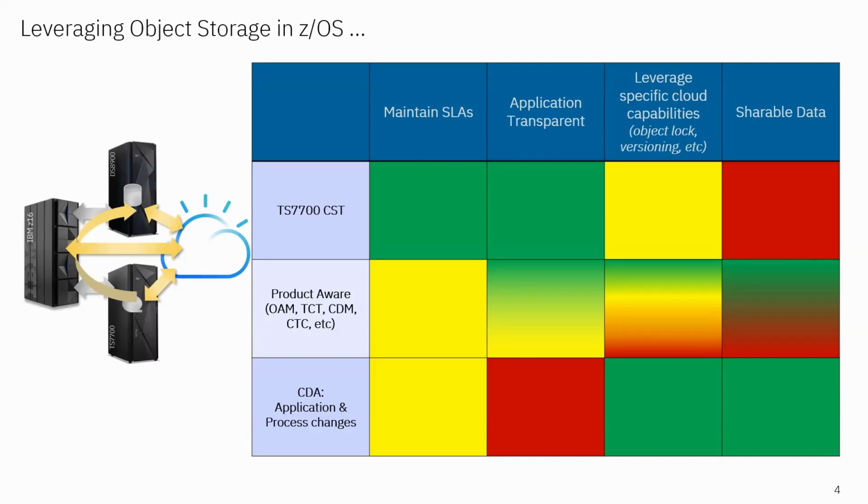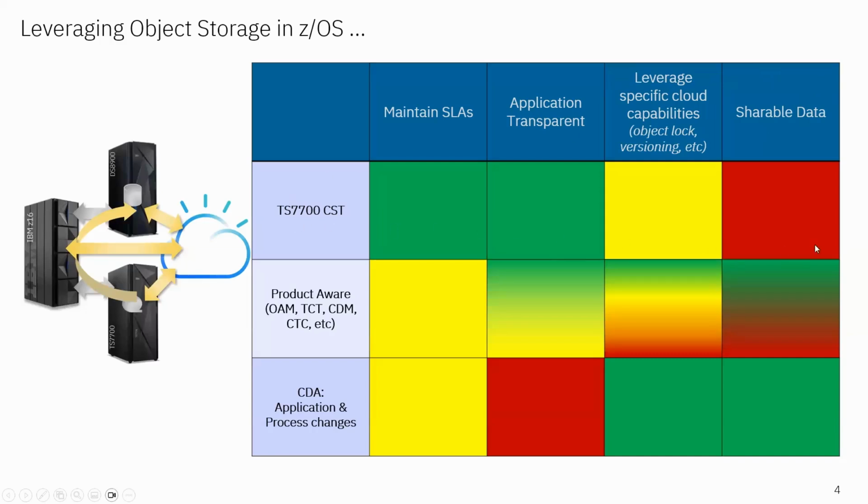You have to be aware when you start leveraging Ethernet instead of FICON, hey, can I achieve the same SLAs that I have today? Is it application transparent? In other words, do I have to make changes to my applications in order to leverage object storage? Can I leverage specific cloud capabilities like object lock, versioning, or things like that we've heard about within object storage? And then is the data shareable that I'm writing?